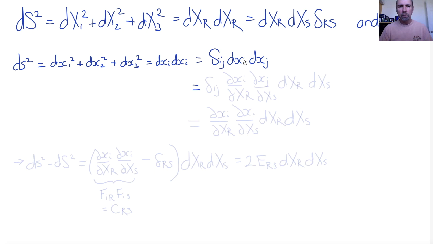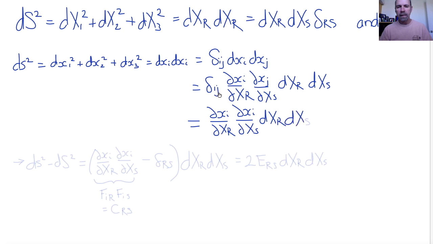Now, in order to collect terms, let's convert these elements d little xi, d little xj, using the chain rule of calculus into d big Xr, d big Xs. So this expression becomes delta ij, del little xi over del big Xr, del little xj over del big Xs times d big Xr, d big Xs. And then using the Kronecker delta to convert this j to an i, we get del xi over del Xr, del xi over del Xs times dXr, dXs.